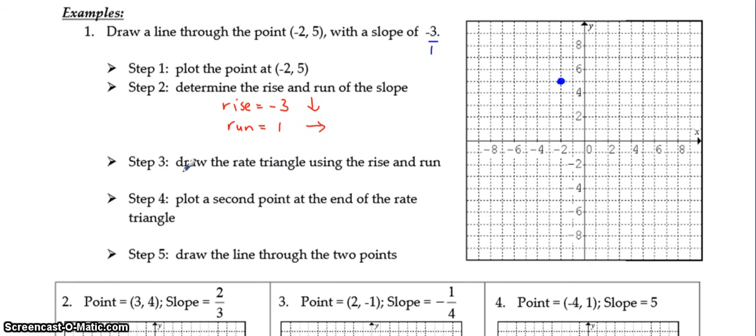Step 3 is to draw the rate triangle using the rise and the run. So from this point, you're going to go down 3, and you're going to go to the right 1. And that's where your second point is going to be. So a rise of -3 and a run of 1. So step 4, plot a second point at the end of the rate triangle right there. And step 5, draw a line through these 2 points.